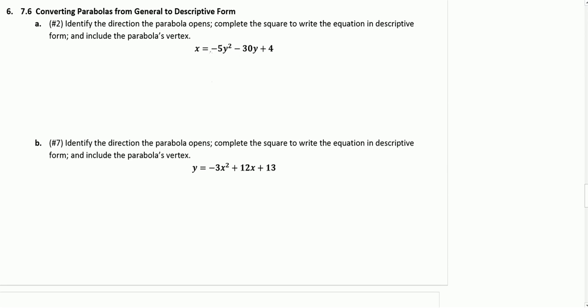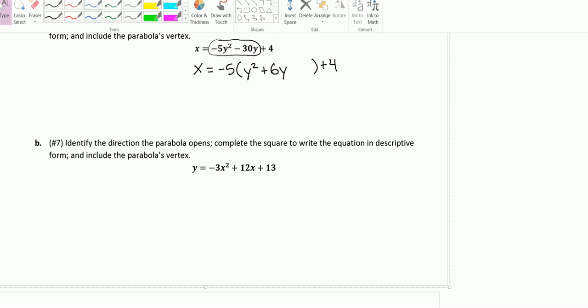So first of all, we're going to focus in on the two terms that include the y. If there's a number in front of y squared, you need to factor it out of those two terms. So I'm going to factor out a negative 5, and I get negative 5 times y squared plus 6y plus 4.